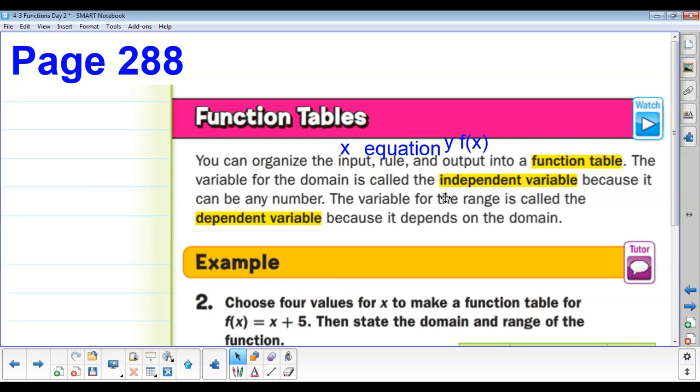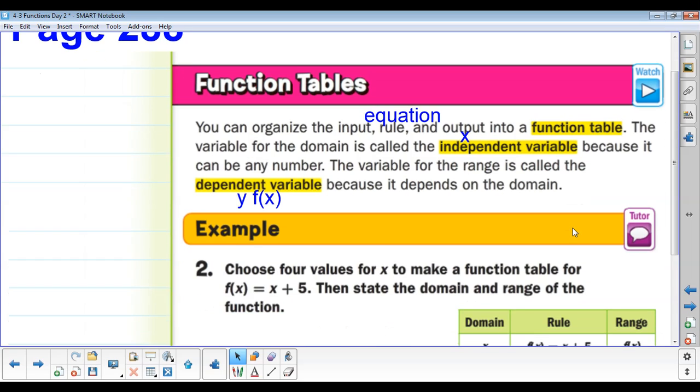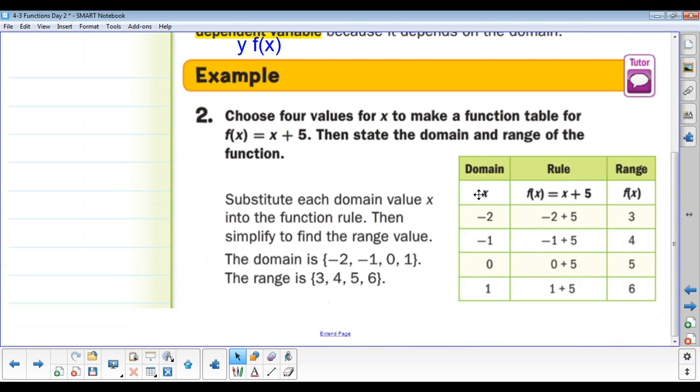The variable for the domain is the independent variable. Remember, that's our x. It can be any number. The range is the set of dependent variables that depend on the domain. So in the example, they chose these 4 numbers as the domain. They substituted each of those values in one at a time into the rule, and then the resulting numbers became the range. So notice they put the domain is -2, -1, 0, and 1. The range is 3, 4, 5, 6.